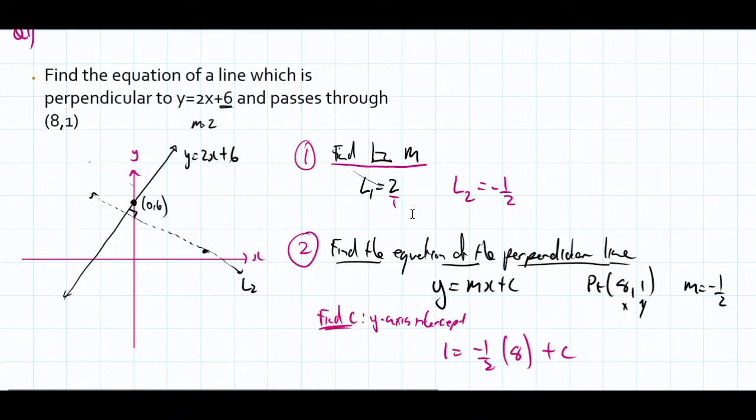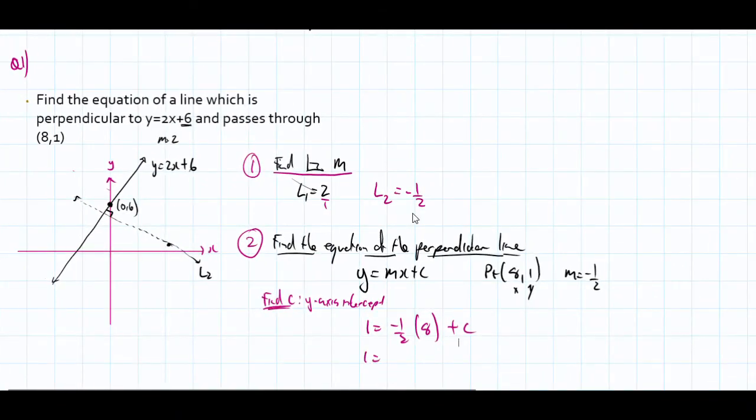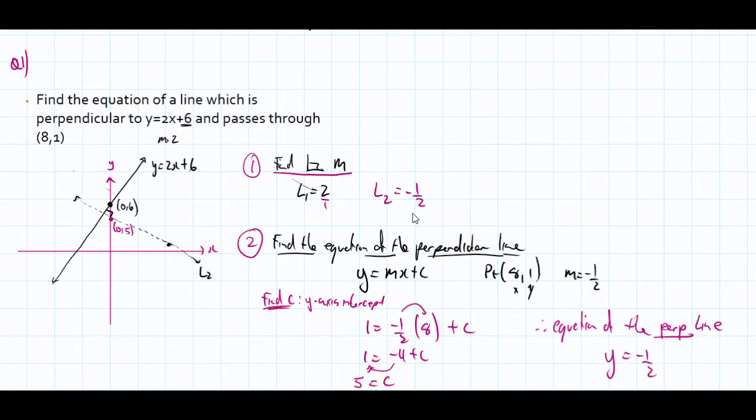Now I can actually solve that. So I get 1 equals minus a half times 8, which gives me minus 4, plus c. So if I rearrange this to make c the subject, I get 1 plus 4, which gives me 5. So the value of c, the y-axis intercept, is in fact 5. So we're not quite finished. Therefore, the equation of the perpendicular line is going to be y equals minus 1/2 x plus 5.